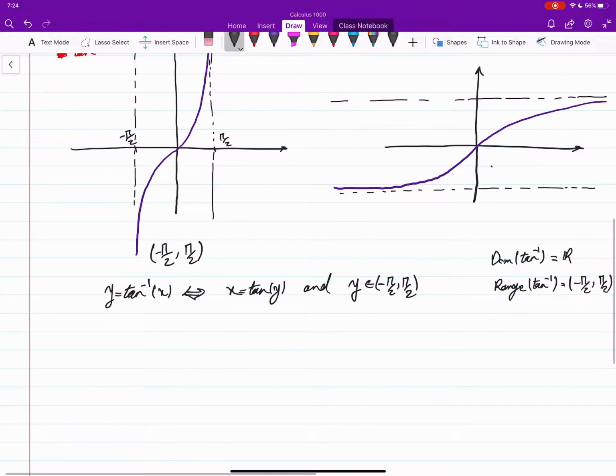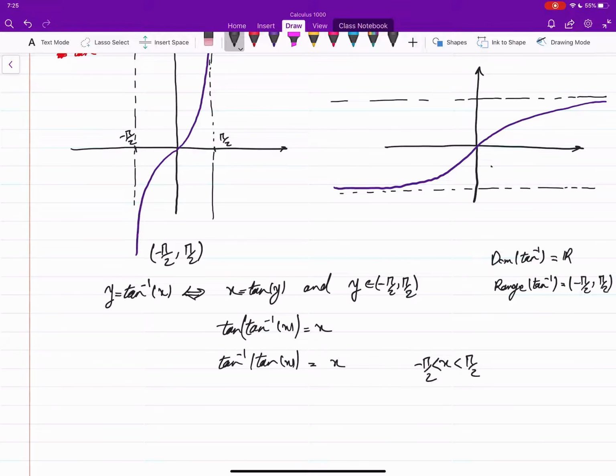The inverse property is that tan of tan inverse is the identity, giving you back whatever you put in. But tan inverse of tan, you have to be careful: this is only true if x is between negative pi over 2 and pi over 2.